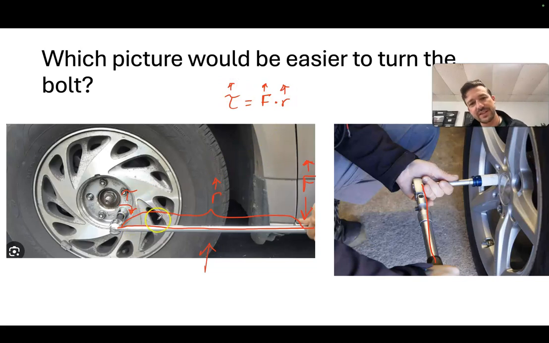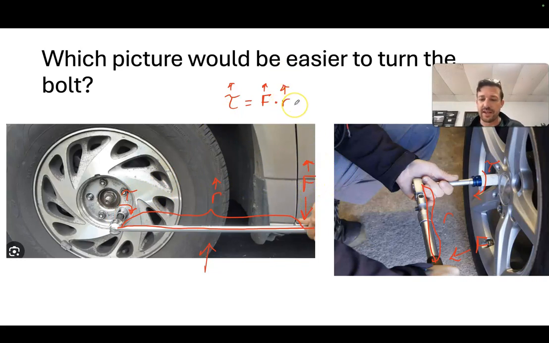In this case, this one has a smaller radius. So, in order to get the same amount of torque to turn the bolt, you would have to apply a much larger force to reach the same torque. Okay? So, you would want this one, because the larger the radius, the less force you have to apply to achieve a certain amount of torque.